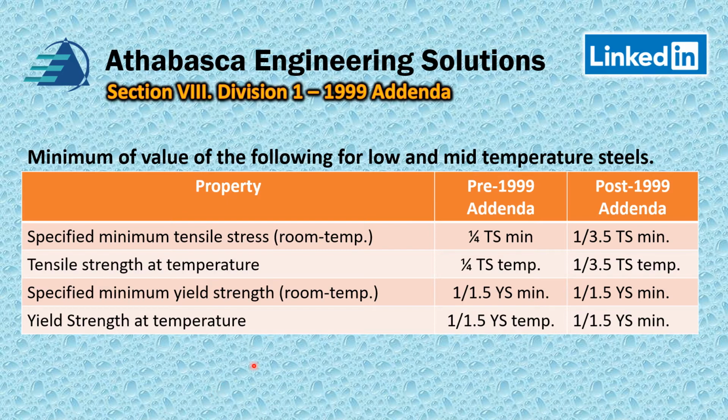So basically, in a summary, you take the tensiles at room temperature and operating, and the yield at room temperature and operating. And you can see here pre-1999 addenda, it was 1/4. That was the fraction, and then it was changed for this case. And you take the minimum of it. So you're going to start to see that the tensile will be more of an issue when you take the minimums, and the yields didn't change.